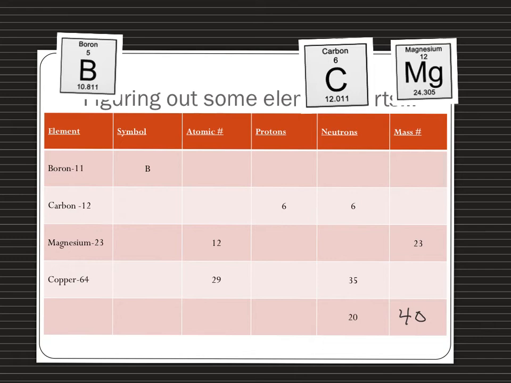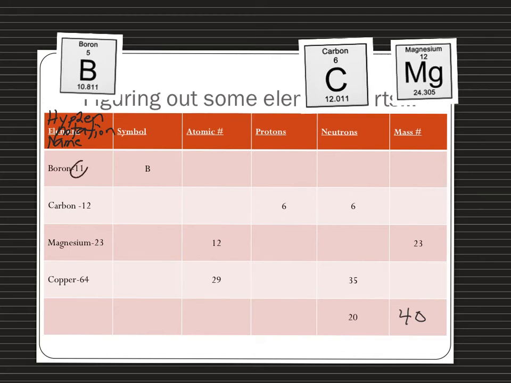Now, to work some problems like this, because you'll be doing a worksheet like this, I'm going to do a few examples with you. First, we have the element boron 11. What is this boron 11? We call this the element name. We want to put the mass number on the element name. It's also something called hyphen notation.